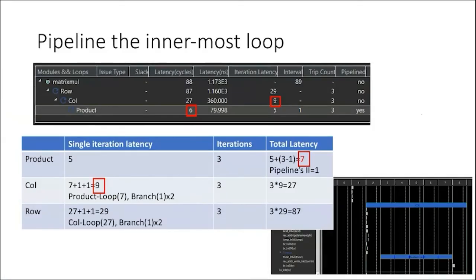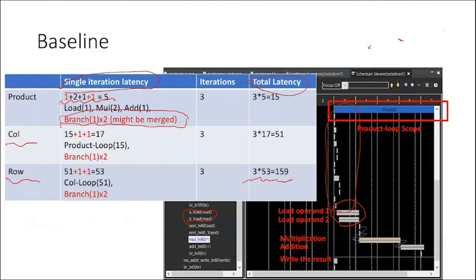So what's the question? So the iteration latency of 5 is okay, right? There's 5 cycles, right? Yeah, 1 cycle for loading, 2 cycles for multiplication and addition, and then another cycle to write the result. So that's why it's 5 cycles.